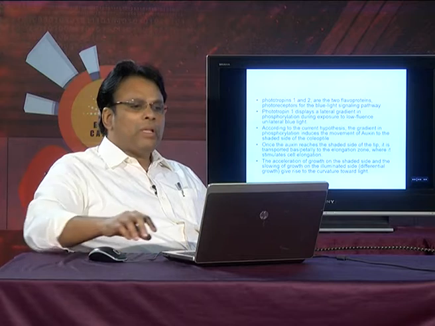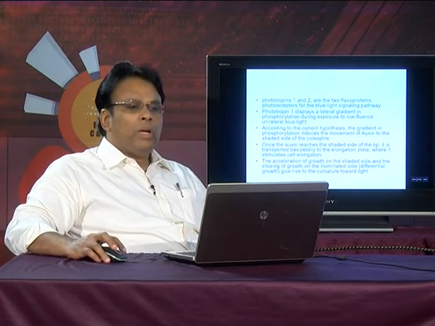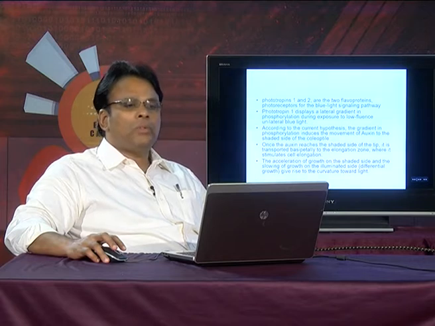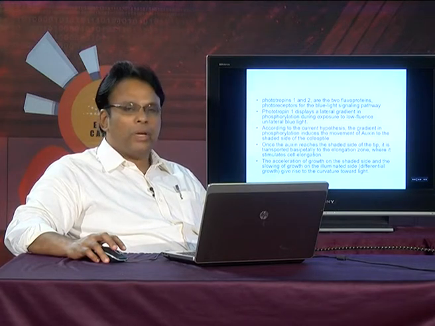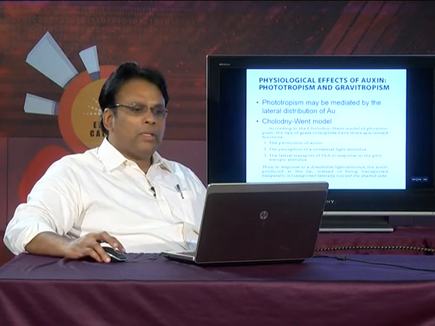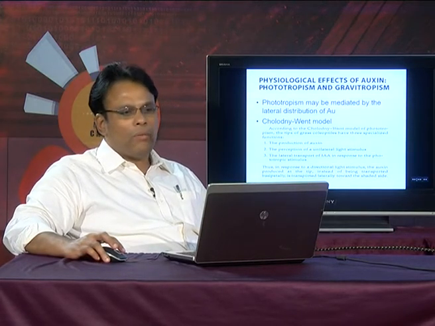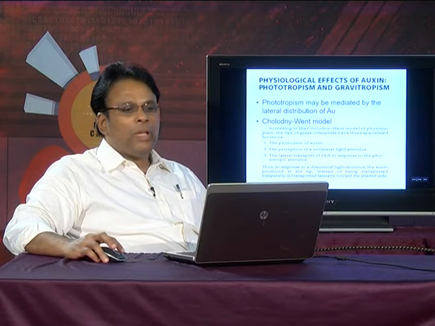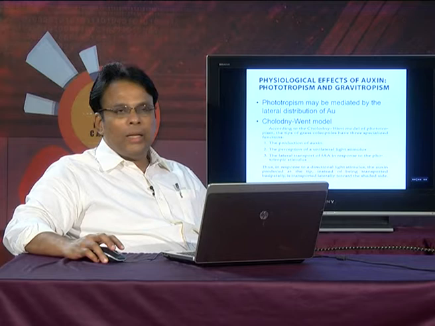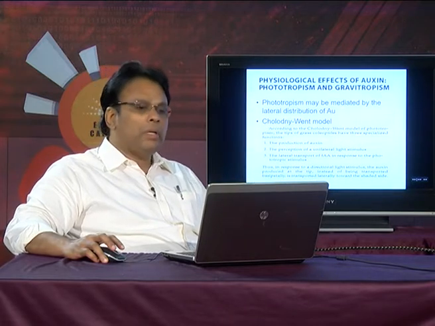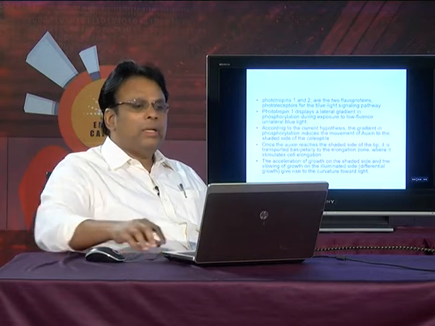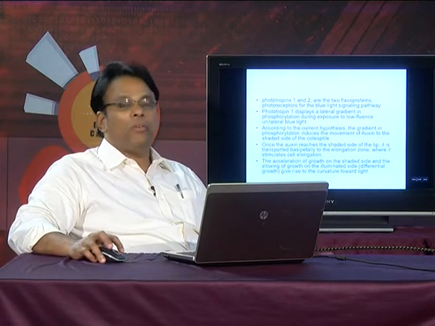And down here you can see that phototropins 1 and 2 are basically flavoproteins. These are the photoreceptors for the blue light signaling pathway. So here, going back to the major conclusions of Cholodny and Went, that is the perception of a unilateral light stimulus. There should be something to perceive the unilateral light which is falling on one side of the coleoptile tip, and specifically that is nothing but the phototropins, which are flavoproteins.